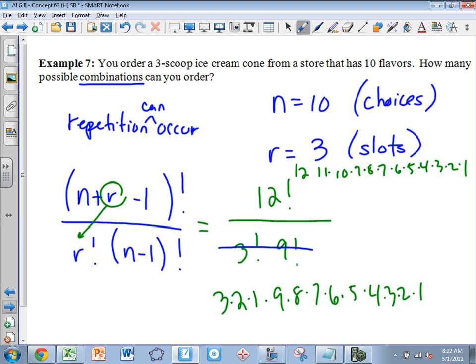Do I want to do this every time, though? No. I absolutely don't want to do this every time. So we'll use the factorial on my calculator in a minute to do this. But let's take a look. See 9 through 1, everybody? They cancel with all this, don't they? So what's your actual answer? 12, 11, 10 over 3, 2, 1.